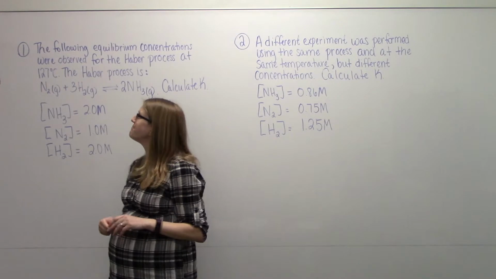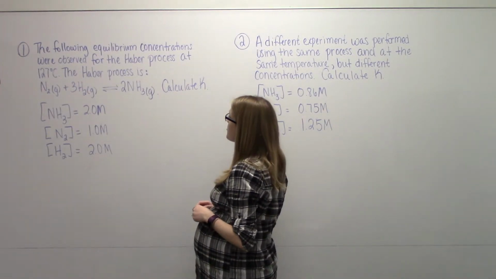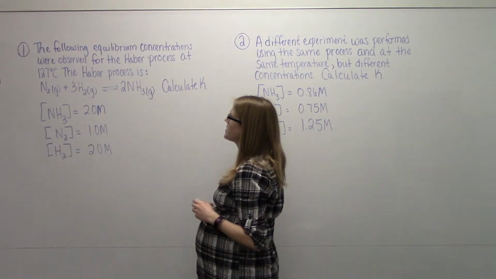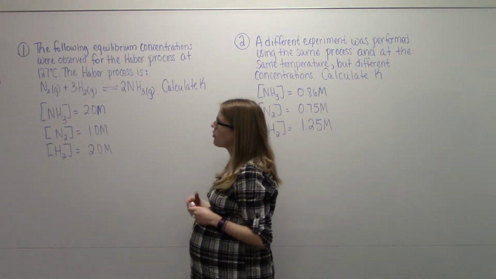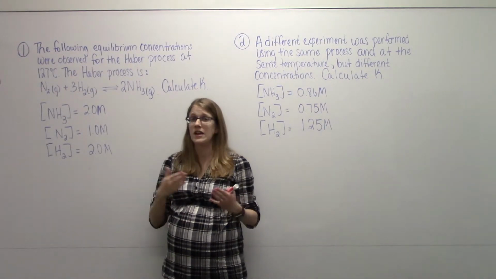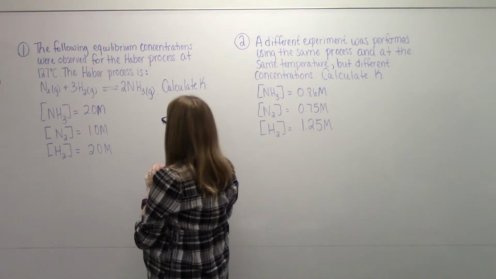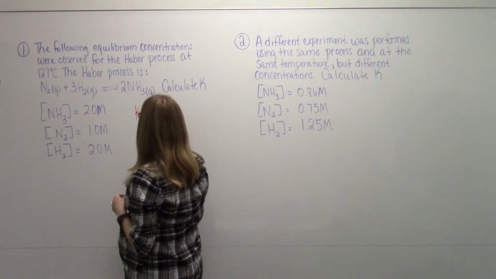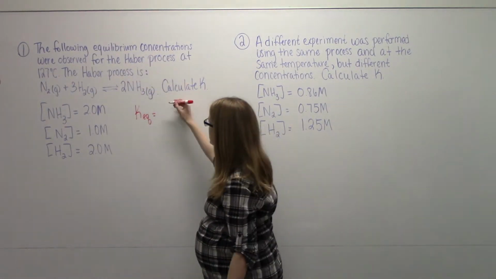Let's get started. The following equilibrium concentrations were observed for the Haber process at 127 degrees Celsius. The Haber process is, and here it is right here, calculate K. So in order to calculate K, the first thing we have to do is write an equilibrium expression. Each reaction has its own equilibrium expression. So it's going to be K EQ equals the products over the reactants. Turn your coefficients into exponents.